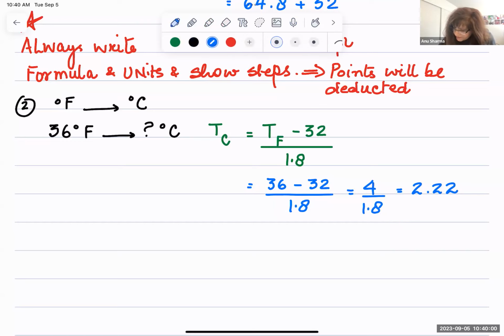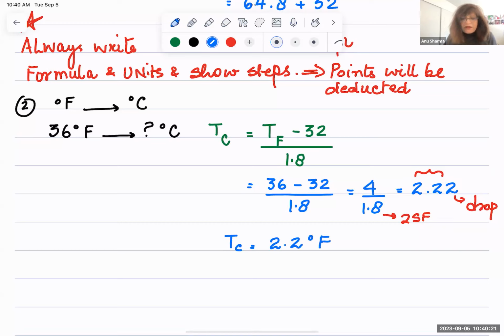This is two significant figures. Okay, so we need to keep these two and drop this off. So what do you get? The answer then becomes TC is equal to 2.2 degrees Fahrenheit. All right, so that's the thing with these conversions.